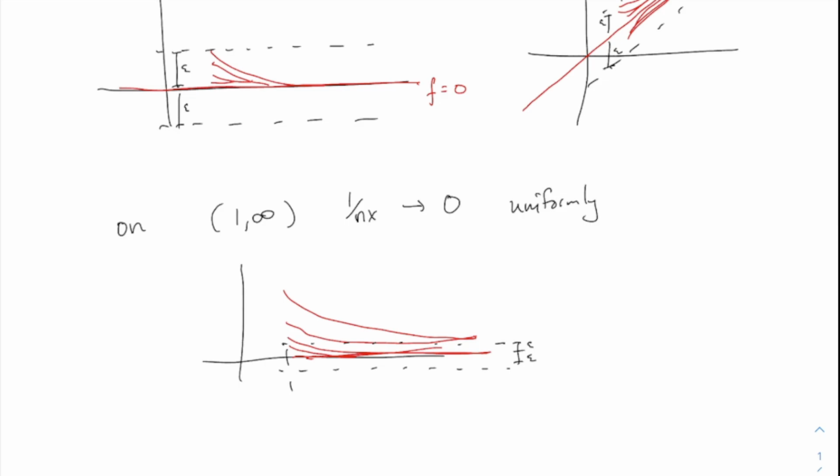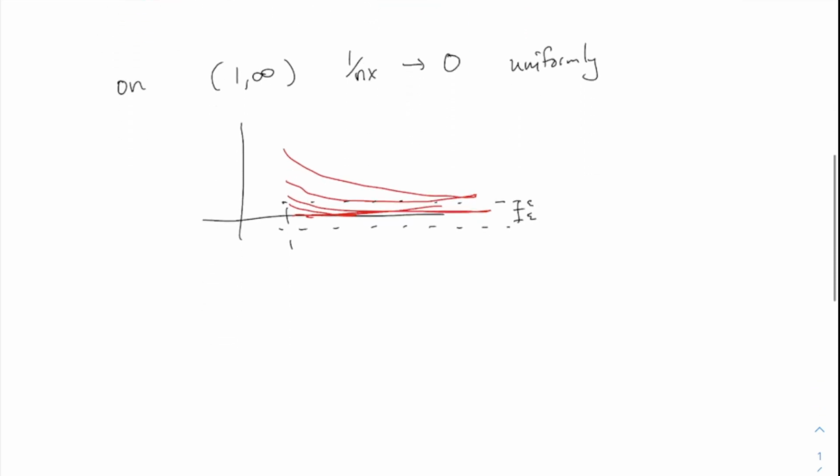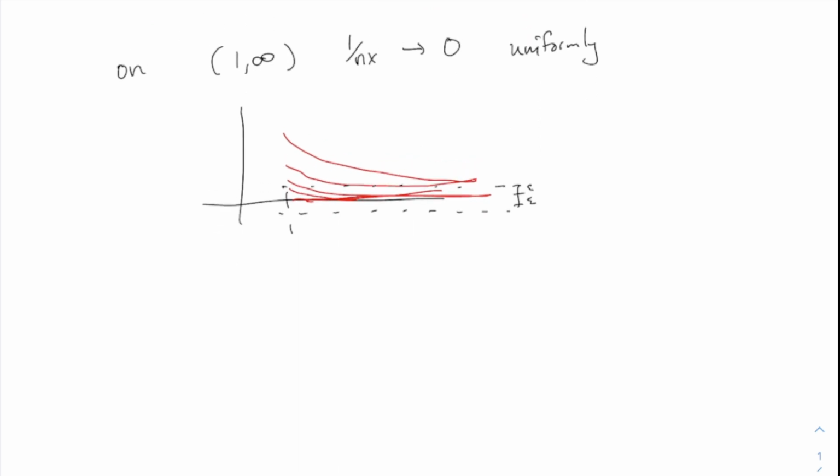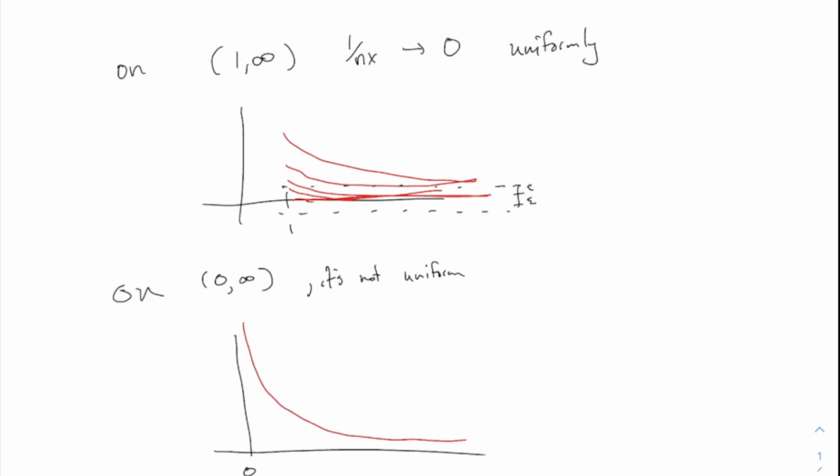Whereas if I tried to do this on 0 to infinity, actually then it's not uniform anymore. On 0 to infinity, it's not uniform. It still converges pointwise to 0 because at each individual point, the limit of those functions is going to 0. But it's not uniform on 0 to infinity because these functions all look like this. They all have this vertical asymptote, right?